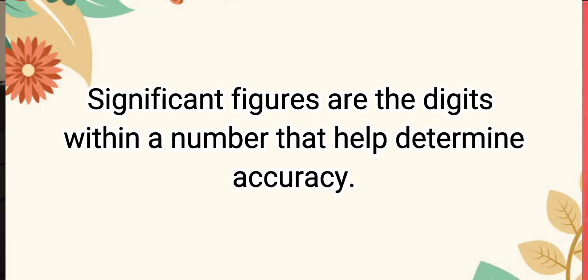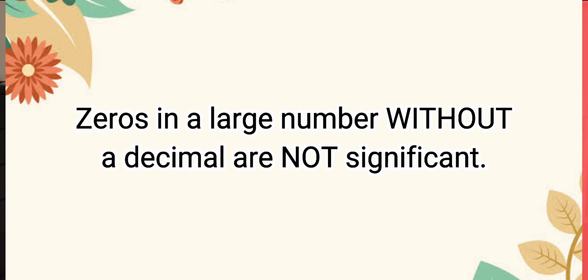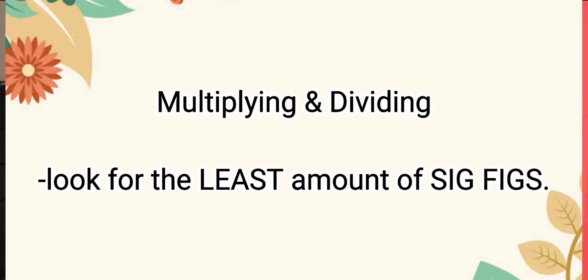Alright, let's recap what we just learned. Significant figures are digits within a number that help determine accuracy. The 2 rules that you got to know: any leading or beginning zeros do not count as significant. Any zeros in a large number without a decimal are not significant. When adding and subtracting numbers, you look for the least amount of decimal places. When multiplying and dividing, you look for the least amount of sig figs.